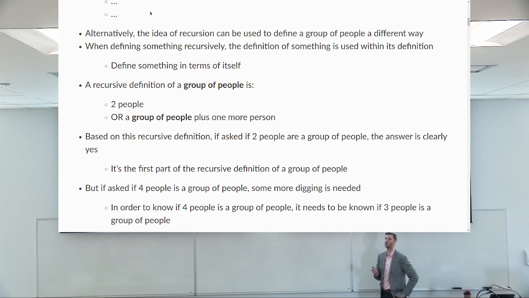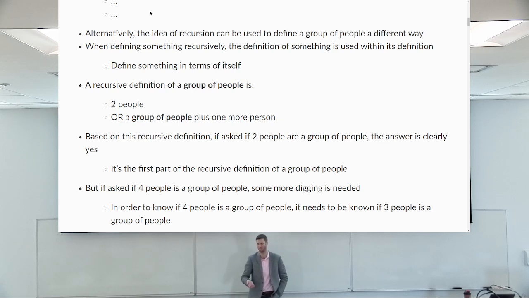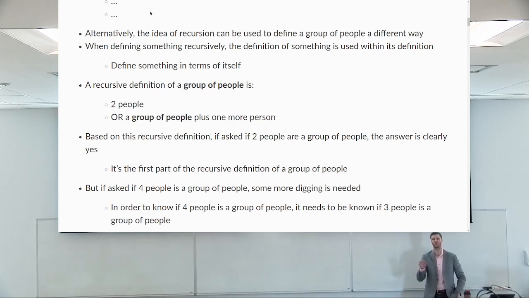All right. So, we're going to define a group of people in terms of itself. And what you'll notice is that definition tends to be very succinct. Succinct is just a fancy way of saying nice, clean, small, tight. So a group of people is either 2 people or a group of people plus one more person. Okay? So with this definition, we have now described all possible groups of people in terms of quantities.